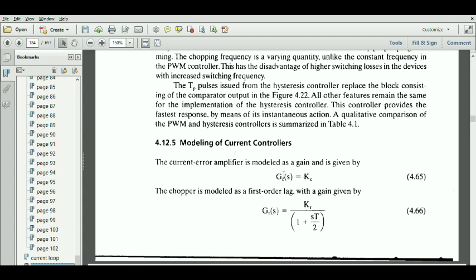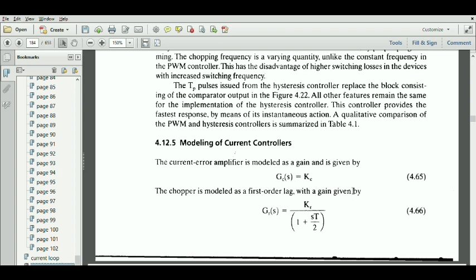Next, the chopper is modeled as a first order lag. We have to model the chopper. There you have seen one current error amplifier to amplify the error. Then we have a current controller that we have to model. Then we will have a logic circuit, which we are not considering now. After that, we have a chopper, so we need to find the transfer function of the chopper.